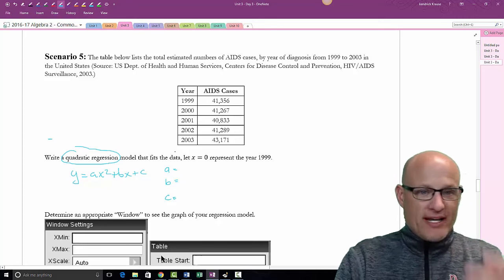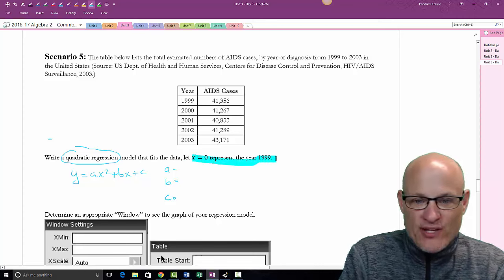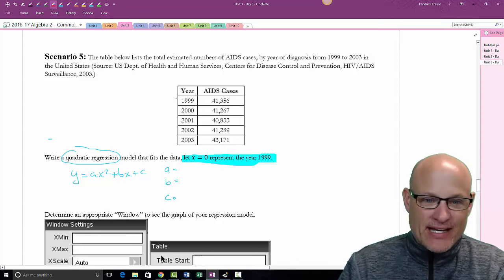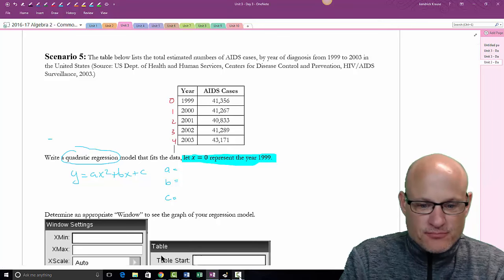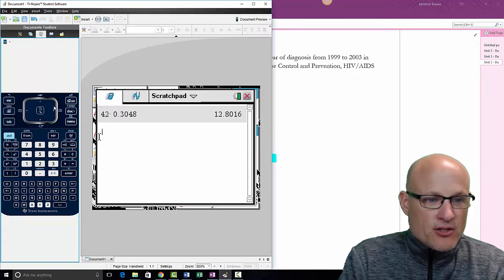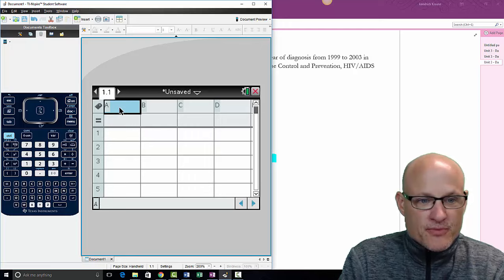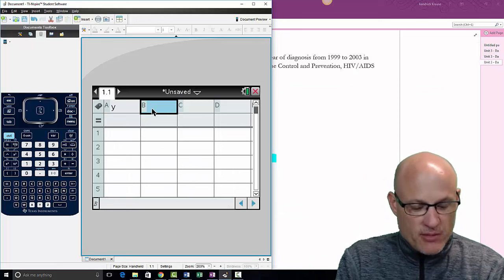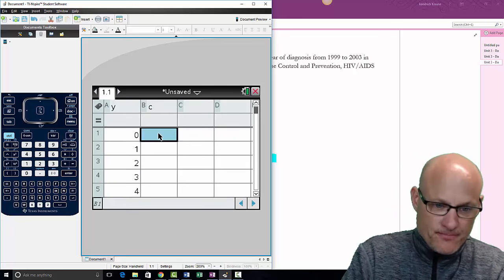So don't forget to read the problem. It says right here, let 0 represent 1999. So if you're coming up to your table, you can't put in 1999. You got to put in 0. This is 1. This is 2. This is 3. This is 4. So let's get to our calculator. Go to the home screen. Click on this. Make sure it's only 1.1. This is the year, and this was number of cases. 0, 1, 2, 3, 4.